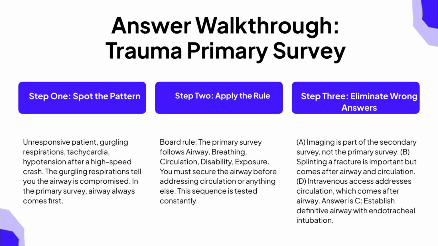Option B, splinting the fracture, is important, but it addresses a musculoskeletal injury, not the airway. Option D, starting intravenous fluids, addresses circulation, but circulation comes after airway in the primary survey. The answer is C, establish definitive airway with endotracheal intubation. This is the classic primary survey question. Always go back to the sequence.